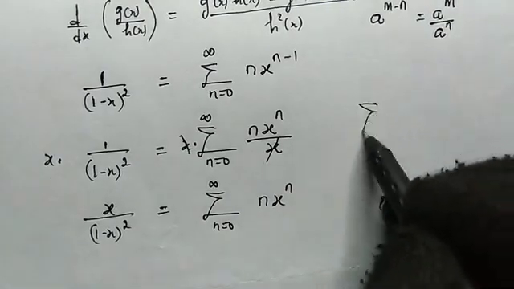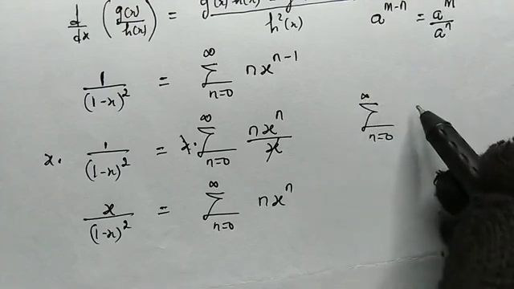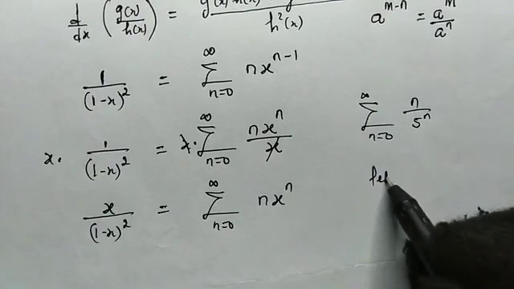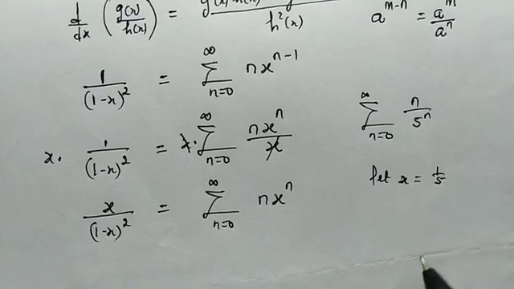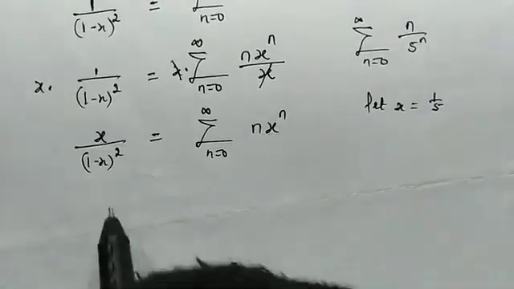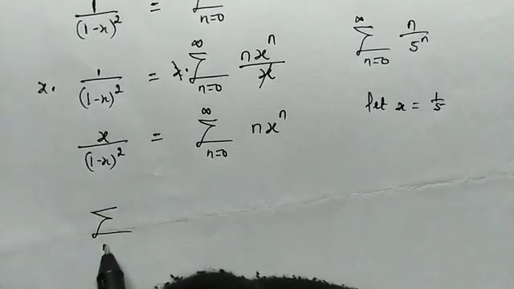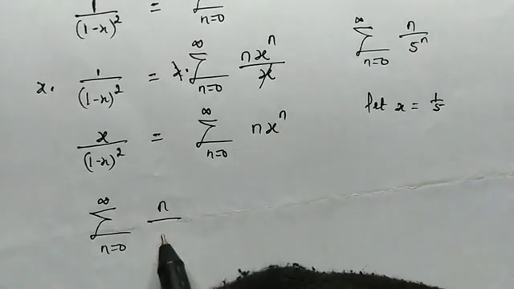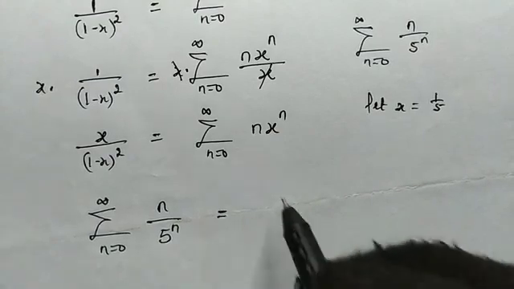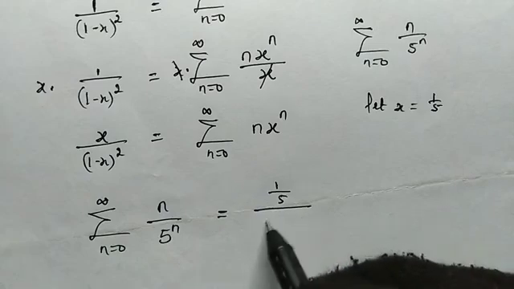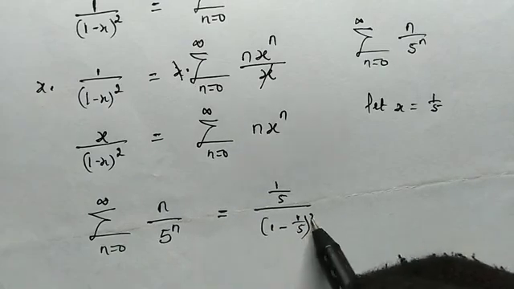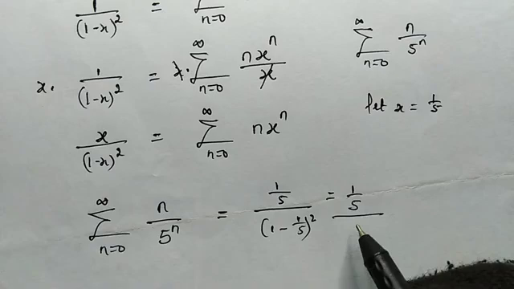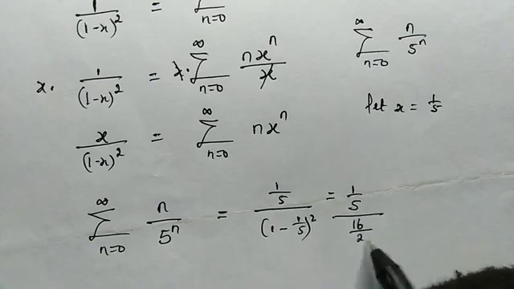Now let us record that the given sum equals this, right? So here we're going to let x exactly equal 1 over 5. So when you let x equal 1 over 5, we get from the right the sum from 0 to infinity of n divided by 5 to the power of n. This will be equal to 1 over 5 divided by (1 minus 1 over 5) squared, which is equal to 1 over 5 divided by 1 minus 1 over 5 is 4 over 5, and when you square that, that is 16 over 25.